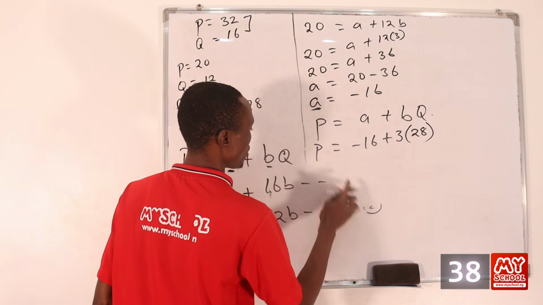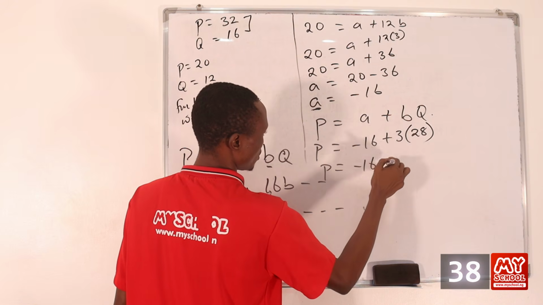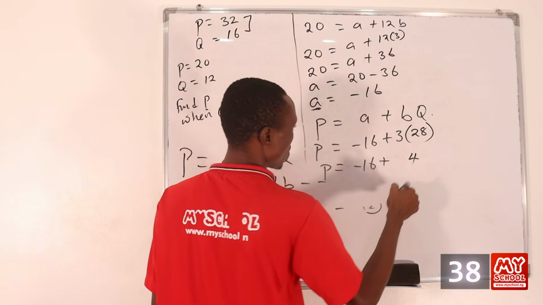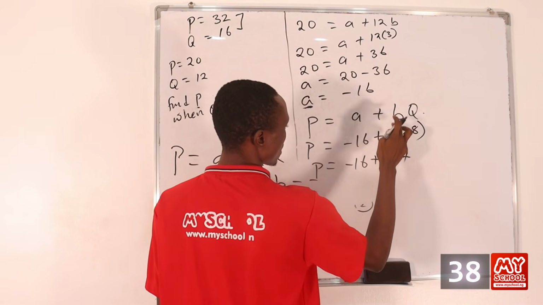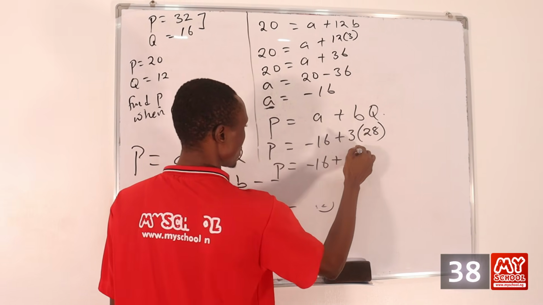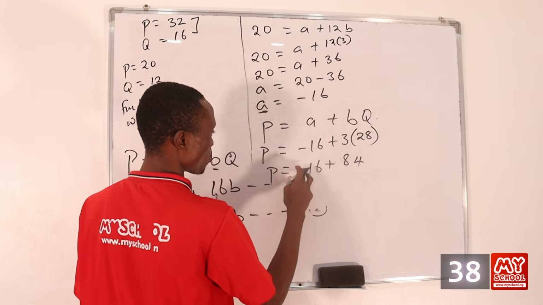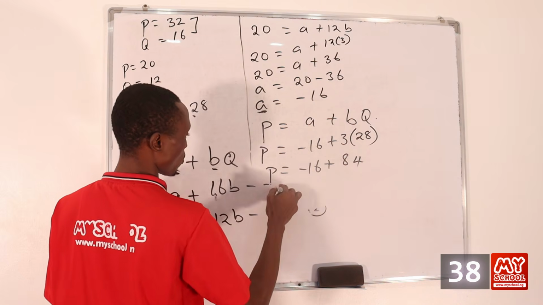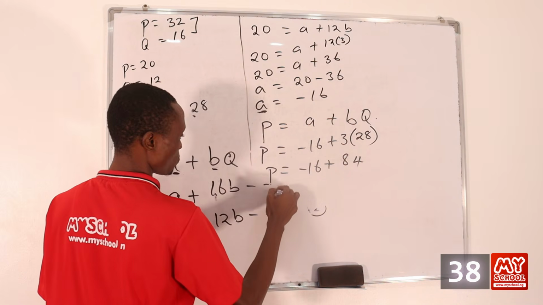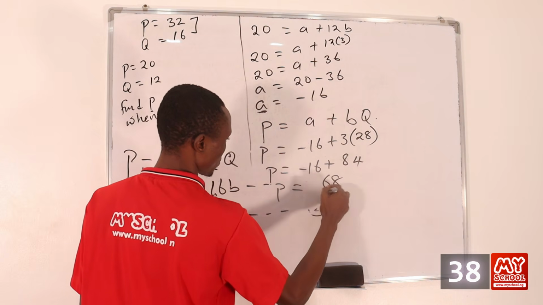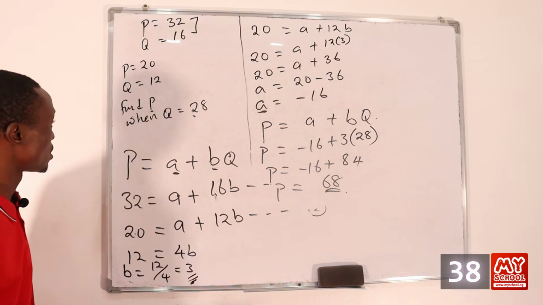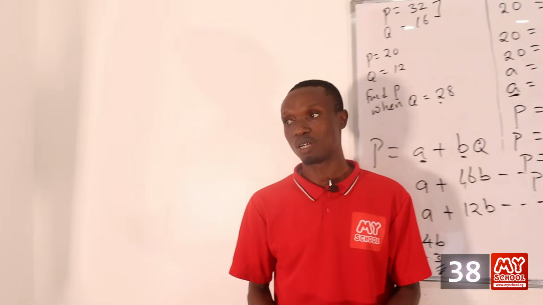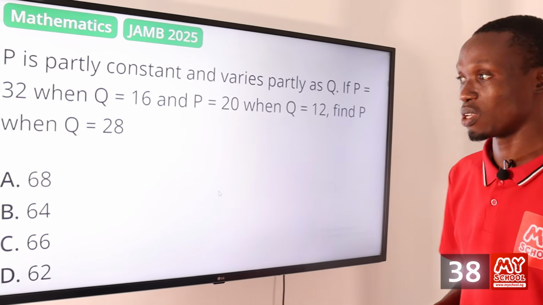So P is equal to minus 16 plus 3 times 28. 3 times 8 is 24, so we write down 4 and carry 2. 3 times 2 is 6, plus 2 is 8. So P = minus 16 plus 84, which equals 68. So the value of P is 68 when Q is 28. Let's return to the screen to pick the correct option for this question, and that is option A, 68.